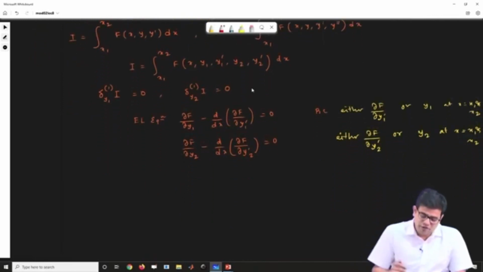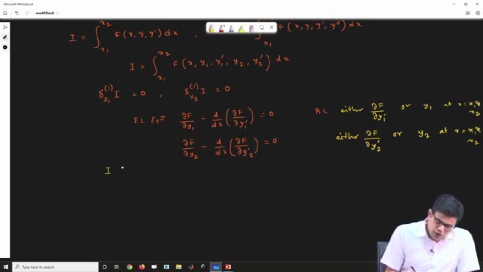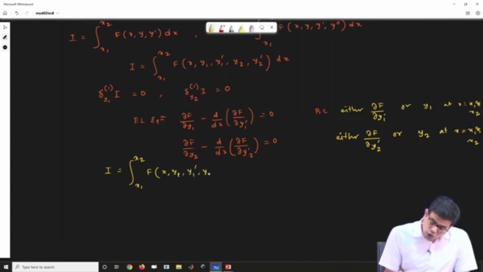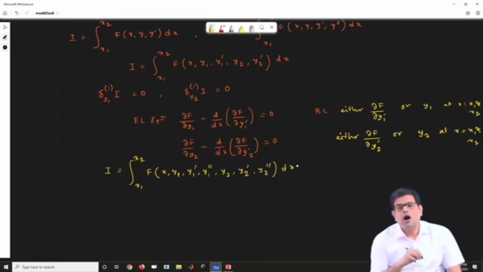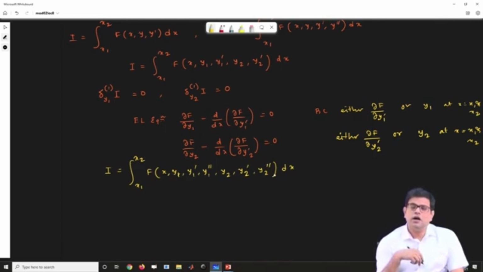For instance, if the functional looks like this, that is, the integral x1 to x2 of f of x, y1, y1 prime, y1 double prime, y2, y2 prime and y2 double prime. So, this is just an extension of what we have done. I think one can easily derive this.